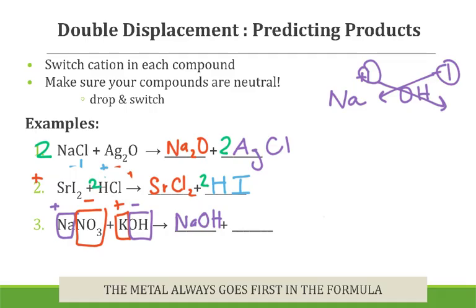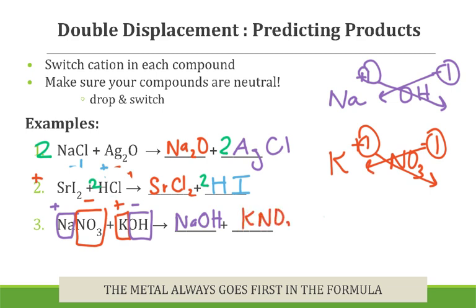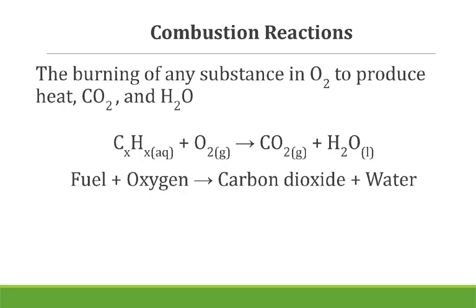Then I've got my potassium, and it's now going to pair with my NO3. Even though potassium's listed second in our reactants, it's our metal, so it's going to be first in the compound. Potassium has a +1. NO3 has a -1. And so when we do our drop and switch, we're going to have KNO3. And that one is already balanced. 1 sodium on each side, 1 NO3 nitrate on each side, 1 potassium on each side, and 1 hydroxide on each side.